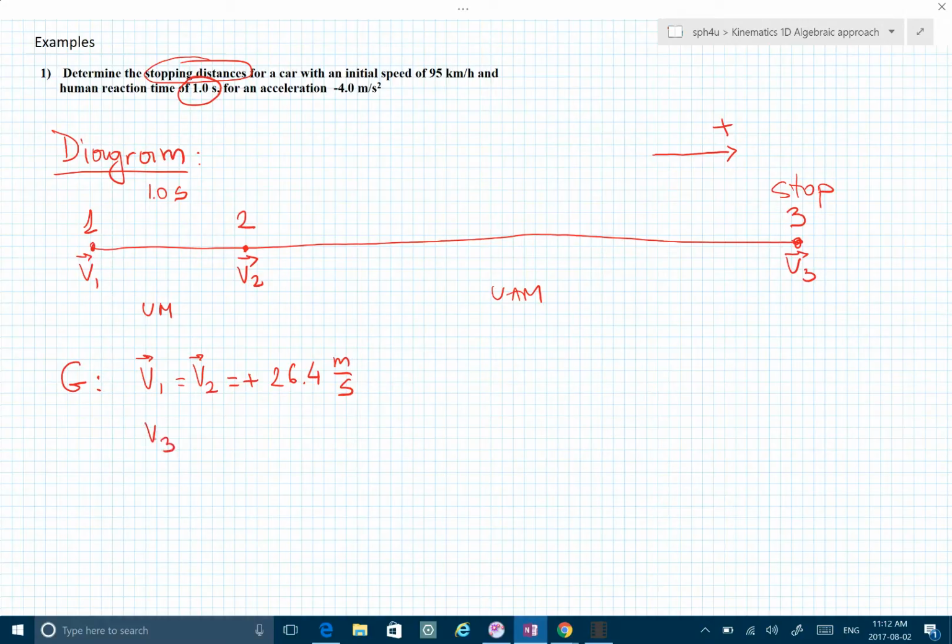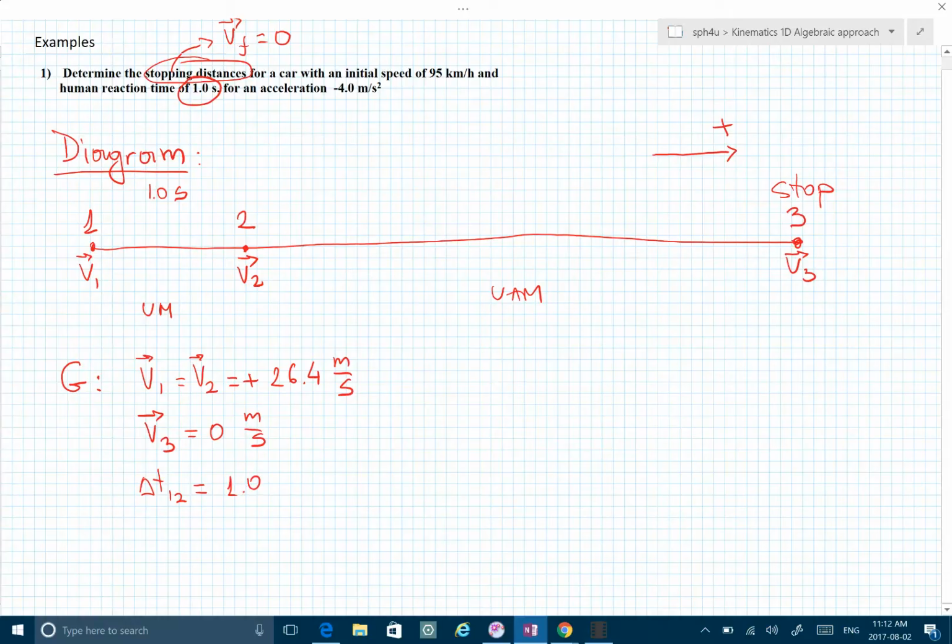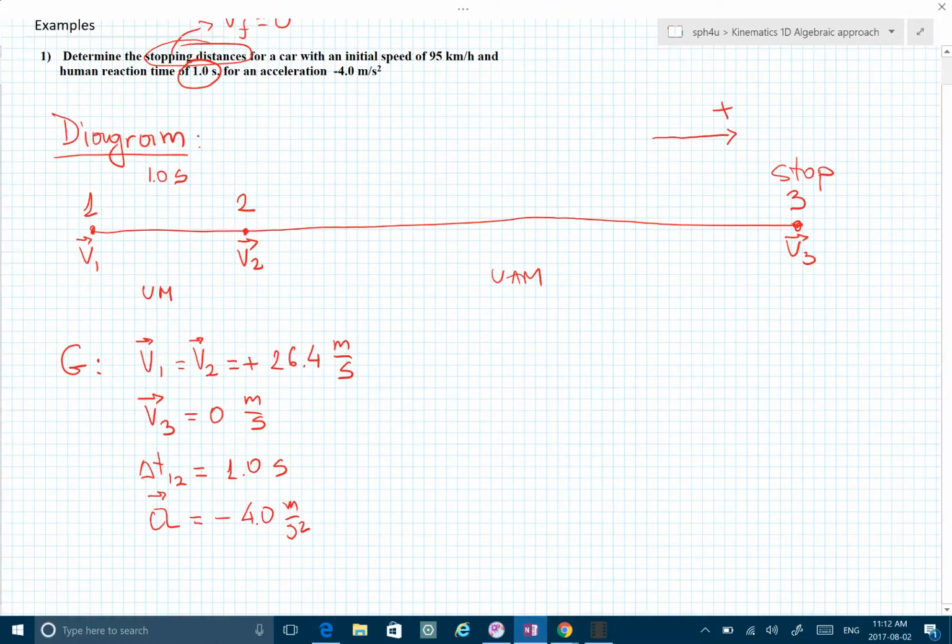What else do we have? Well, it says the stopping distance, which means that the final velocity has to be 0. So V3 is going to be 0 meters per second. We have delta t, the reaction time, 1 second. So from 1 to 2, it took 1 second for the car to travel. And we have the acceleration, which is negative 4 meters per second squared, an explicit information. As you can see, I have to report 2 significant digits.